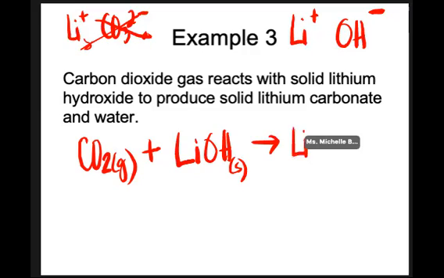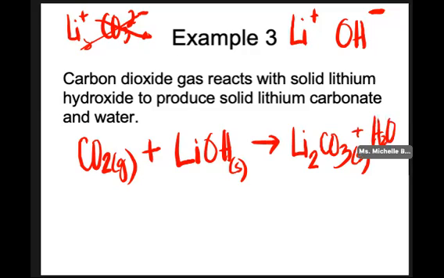Li2CO3, and it's in solid form, plus water in a liquid state. Okay, that is my third example.